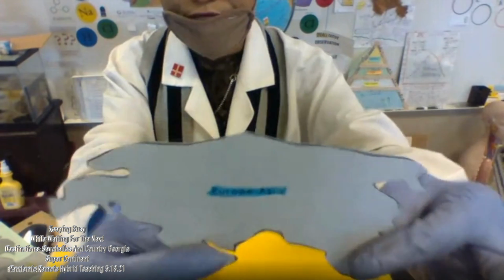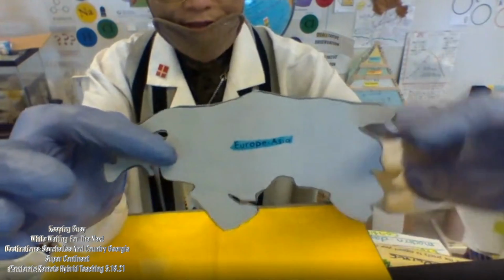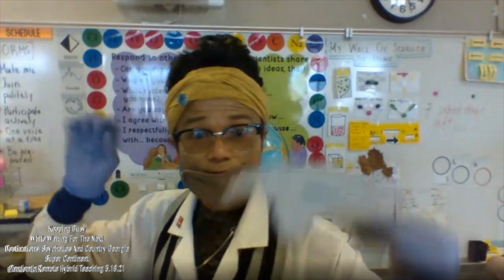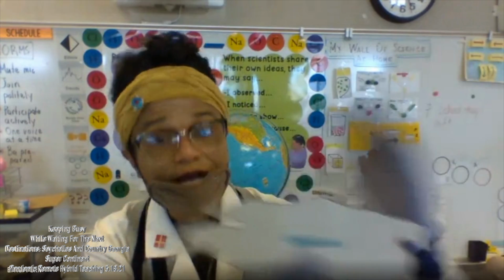Excellent. So you will see the shape is irregular. You can't even tell the shape. And it looks like a map. This is one of the parts of the supercontinent, one of the pieces of the big puzzle, and it's called Europe and Asia together. Two continents, Europe and Asia, they're together.